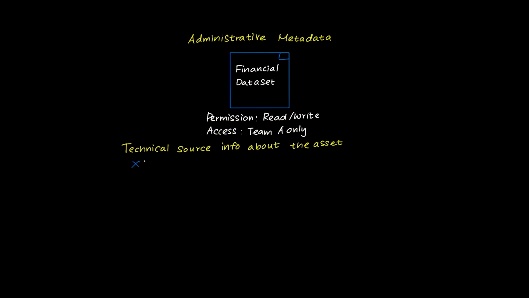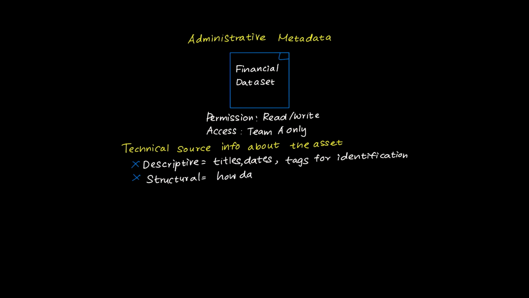Descriptive metadata helps you identify data through titles, dates, tags, and descriptions. That's about content identification, not access control. Structural metadata describes how data is organized, whether it's part of one or more collections. That's about structure, not permissions. Conceptual metadata isn't a real category. Stick with the three standard types: descriptive, structural, administrative.